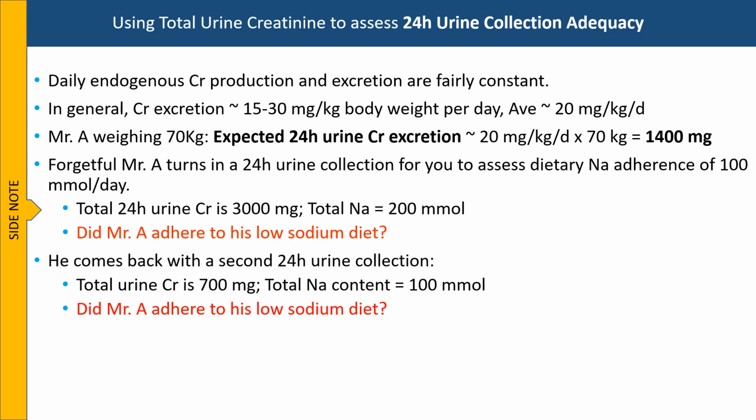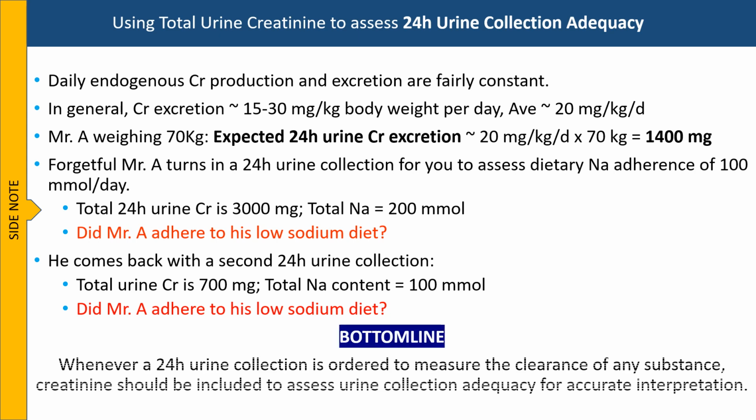The total 100 millimoles of sodium may be misleading. At a glance, you may think that Mr. A is compliant with a low sodium diet, but you should know better that the total sodium content likely represents only half of what Mr. A really consumed because the urine collection is inadequate. Bottom line, whenever a 24-hour urine collection is ordered to measure the clearance of any substance, creatinine should be included to assess 24-hour urine collection adequacy for accurate interpretation.